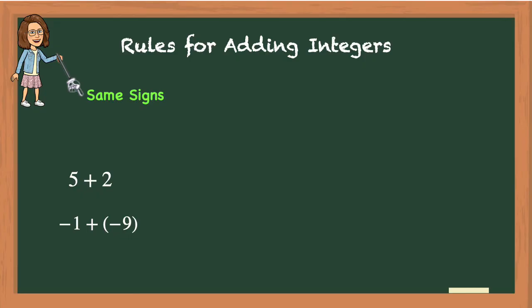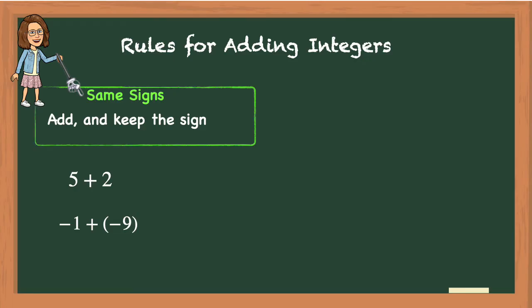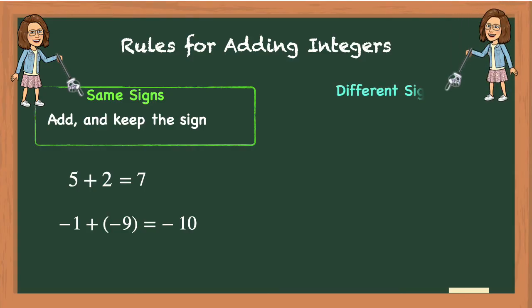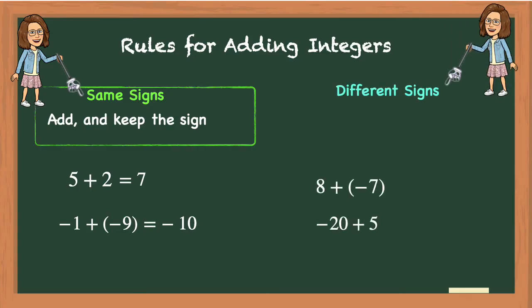So the first rule in adding integers is that if the integers have the same signs, then you add and keep the sign. So positive 5 plus positive 2 is positive 7. And negative 1 plus negative 9 is negative 10. Then we looked at expressions where the integers had different signs. Here we have positive 8 plus negative 7 and negative 20 plus positive 5.